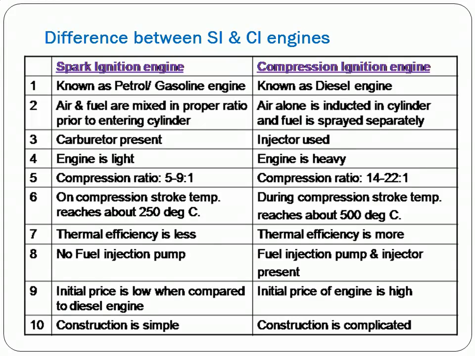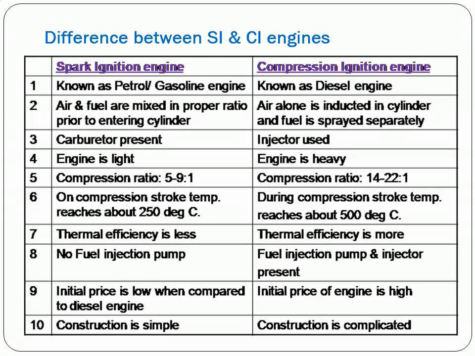The fourth difference is, SI engine is light in weight as compared to compression ignition engine, which is heavy, because as the compression ignition engine has to work under high pressures, so the material used in making the CI engine is quite thick.